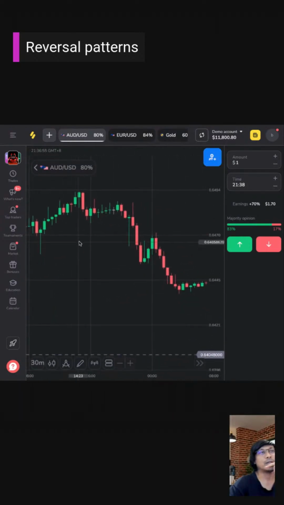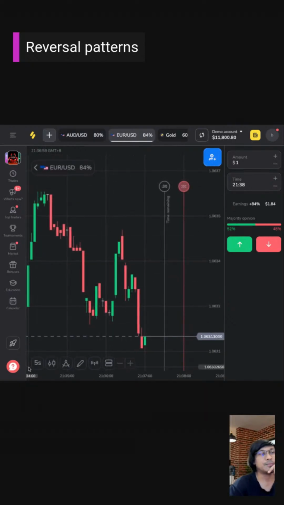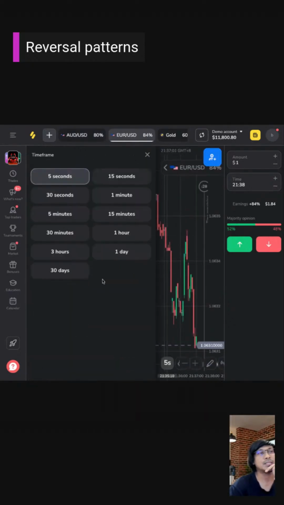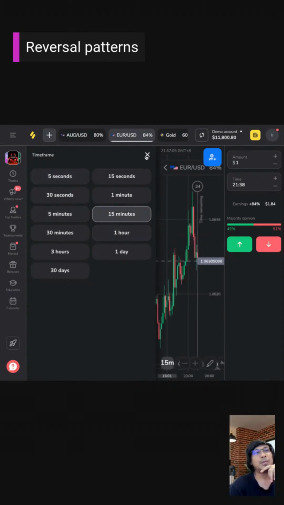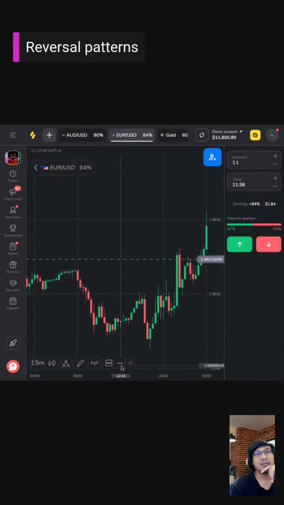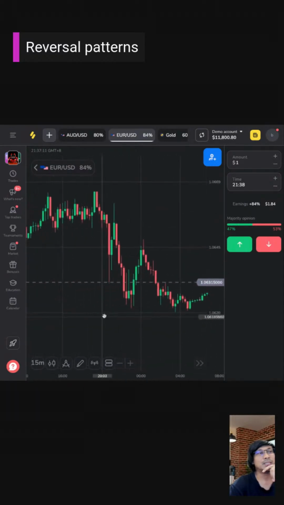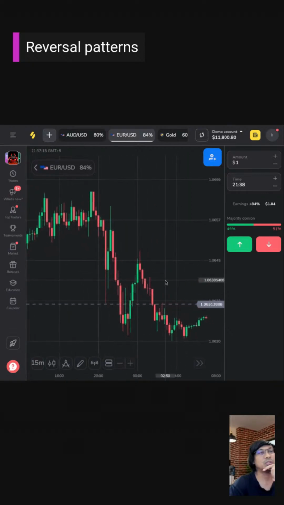Not quite, okay. So let's try Euro USD. The patterns are going to be the same because Euro USD and AUD USD are all against the dollar, and they typically behave in similar ways. Okay, so yeah, we don't have a head and shoulders right here.